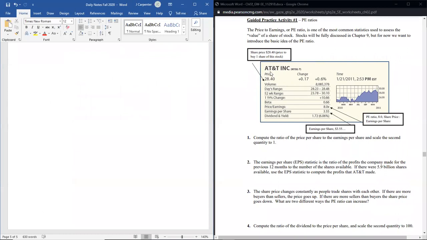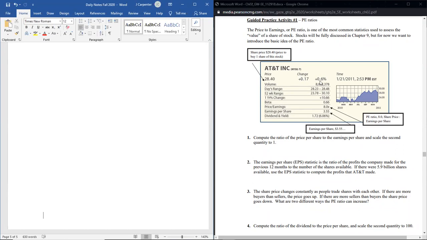All right, so price. Now, this is not super well labeled. It just says price, but more technically, it should be called price per share. But a lot of these don't say price per share. They'll just say price. So that's the price you would pay for one share of stock. Then we have change. So over the past day, it went up 0.17. So that means it went up 17 cents.